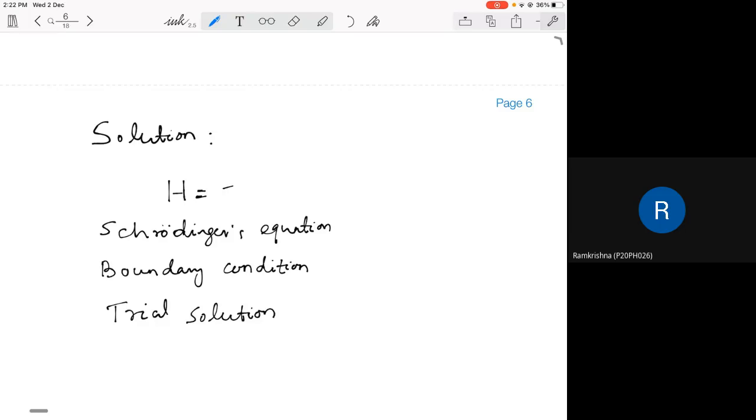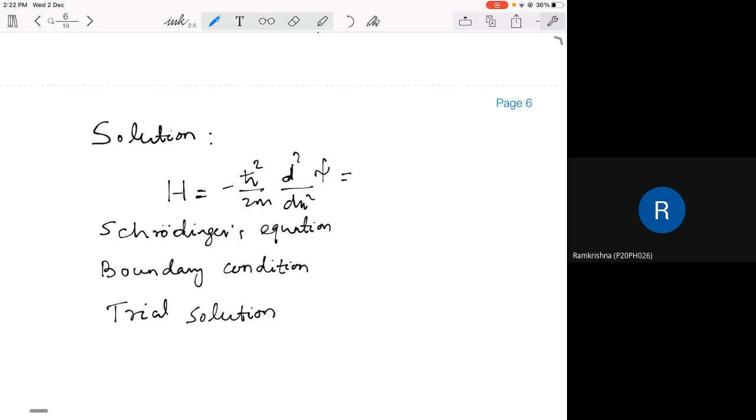So anyone can tell what will be the Hamiltonian in operator form? So let's say minus h cross square by 2m d2 psi by dx2 plus 0, d square by dx square psi.